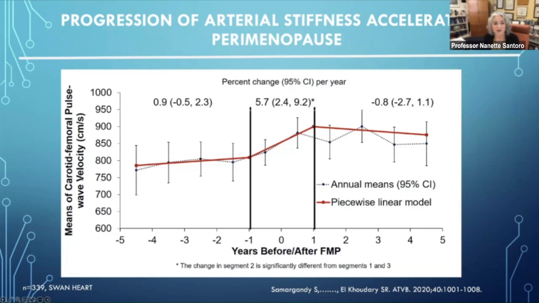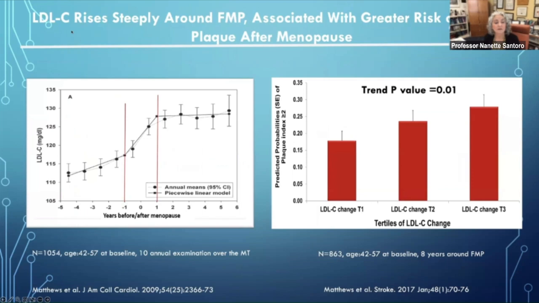Similarly, other markers like carotid femoral pulse wave velocity, that's a measure of arterial stiffness, fairly flat premenopause. In those years surrounding menopause, it bumps up, and then after menopause, it flattens out again. LDL cholesterol rises very steeply, and this seems to be rather dramatic across the transition, and then flattens out again.